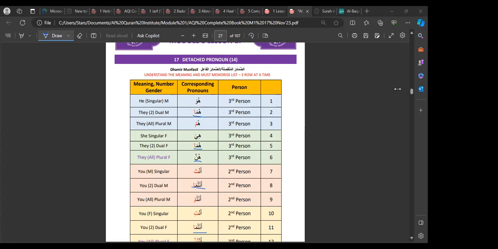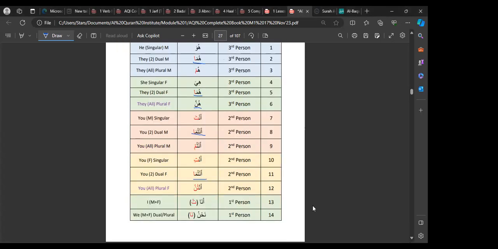What are the words in brackets for first person? Let me see. That is regarding the verbs. So when it's talking about verbs, I think, but I need to double check that. So I'll come back to you on that, inshallah.